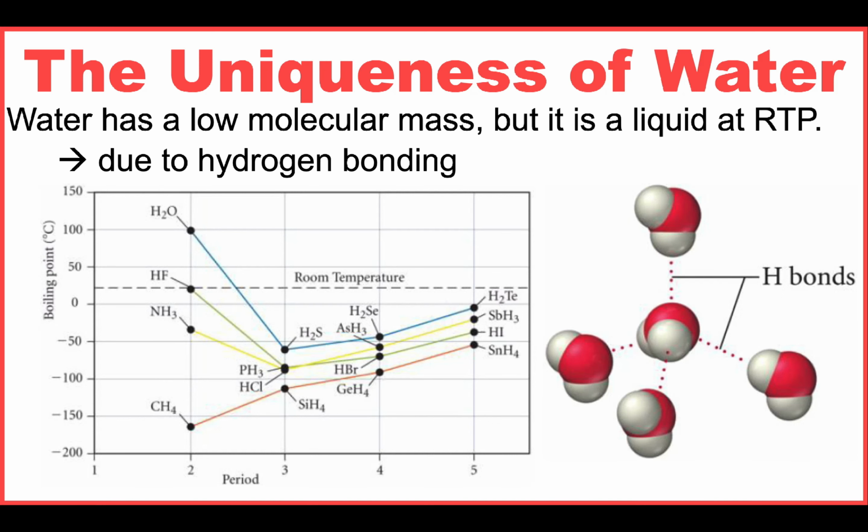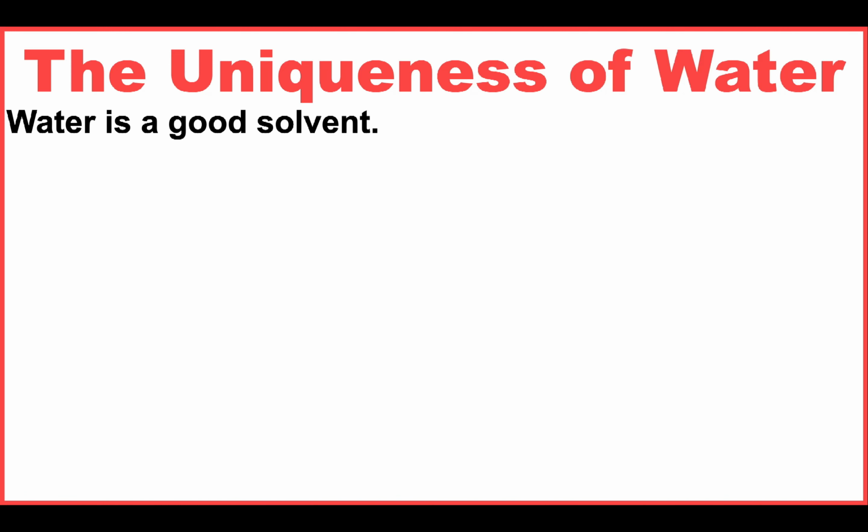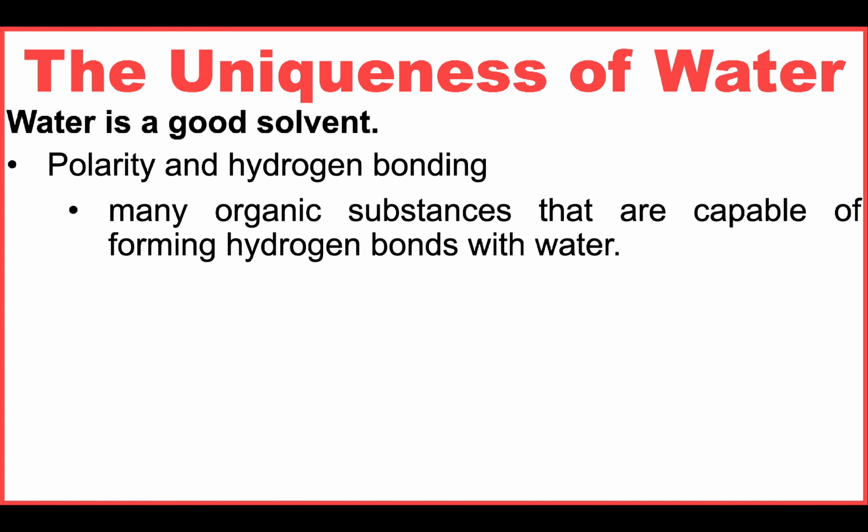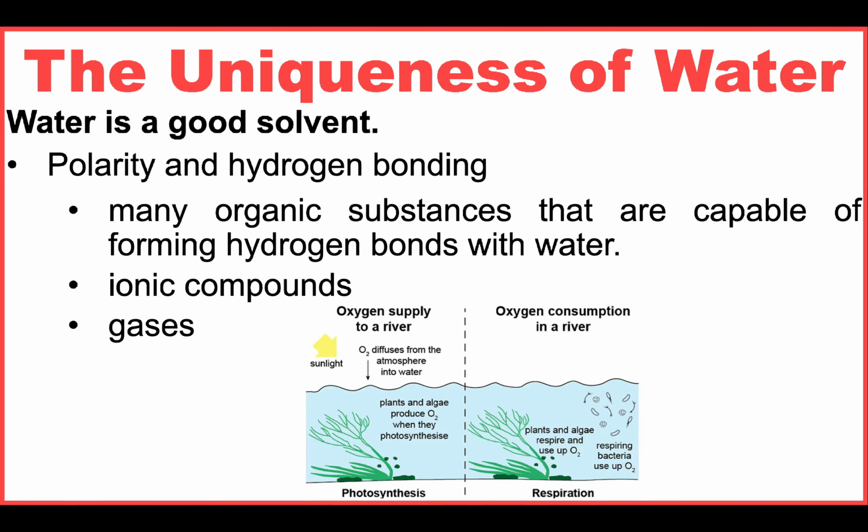Next, water is a good solvent. It is referred to as the universal solvent. But what makes water a good solvent? It's the polarity and hydrogen bonding ability of water. Water dissolves many organic substances that are capable of forming hydrogen bonds with water. Exceptions are the hydrocarbons. Water dissolves salts and other ionic compounds too. It also dissolves gases like oxygen and carbon dioxide.